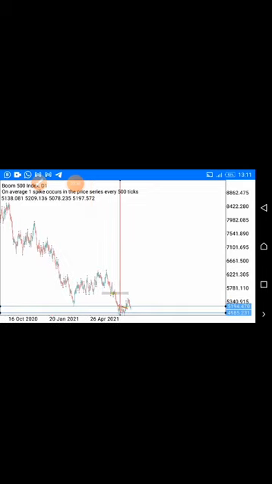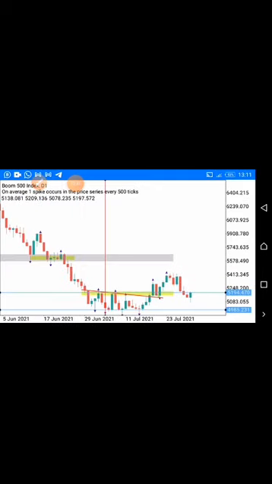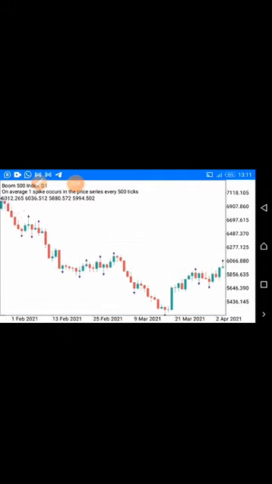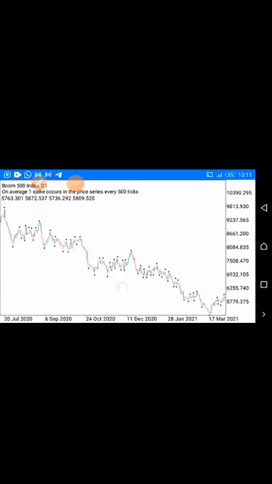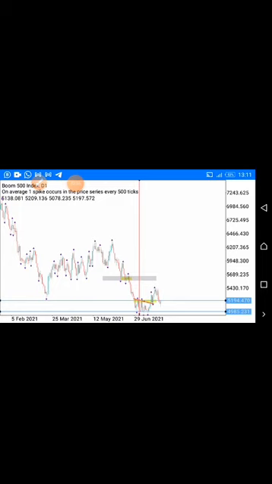We can go to the daily. Let's just go to daily so you see better. You can see this is my horizontal here. Let me zoom in. This is my horizontal at this point. This is my horizontal at this point. This is my horizontal. You can see it has tested it before, and this is a major zone.